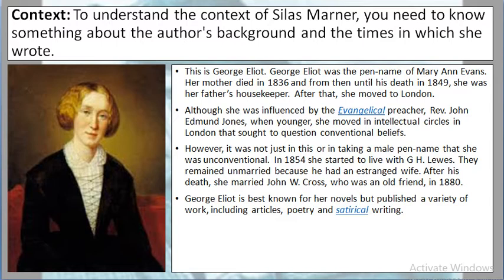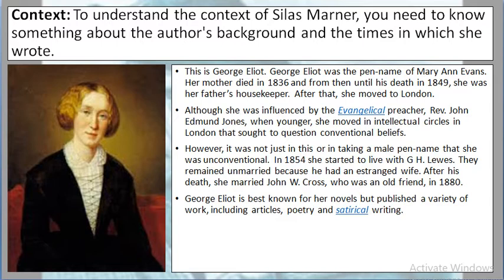Her mother died in 1836, and from then until his death in 1849, she was her father's housekeeper. After that, she moved to London. Although she was influenced by the evangelical preacher Rev. John Edmund Jones when younger, she moved in intellectual circles in London that sought to question conventional beliefs. However, it was not just in this or in taking a male pen name that she was unconventional. In 1854, she started to live with G.H. Lewis. They remained unmarried because he had an estranged wife.